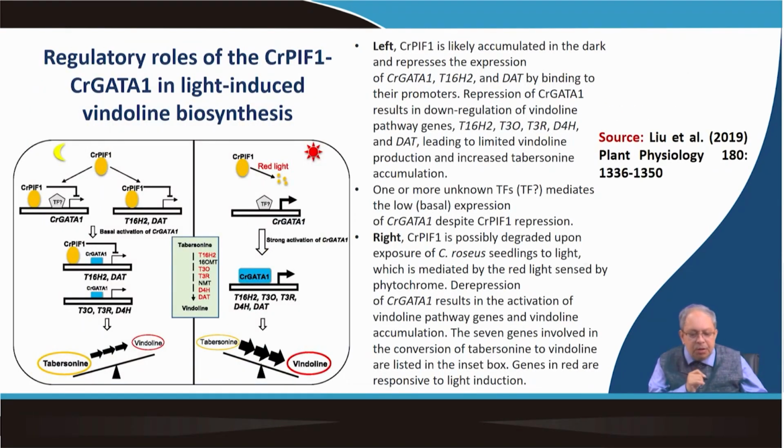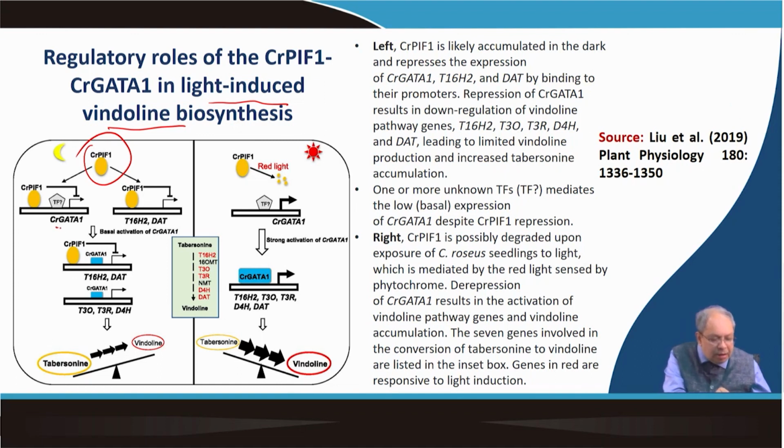I have discussed this with a very simplified line diagram, showing the role of light in vindoline biosynthesis, particularly in the context of CrPIF1, which is a negative regulator. Under dark conditions, it binds in the promoter region and does not allow the expression of CrGATA1 or T3R, T16H2 or DAT, which are all required for vindoline formation. However, there is another transcription factor which maintains a basal level of activity, leading to minute formation of these alkaloids.